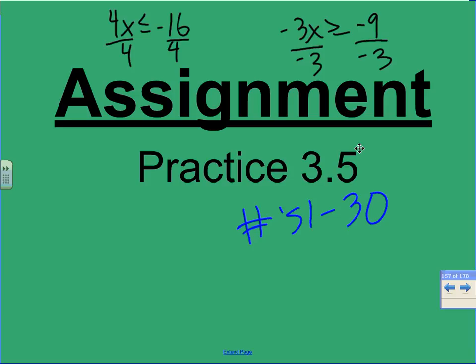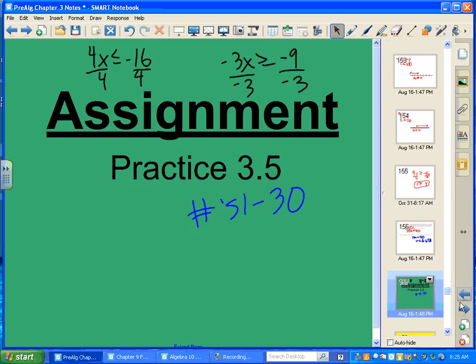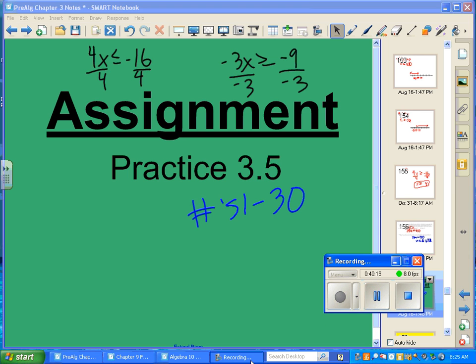3.5, 1 through 30. Tomorrow we're going to do 3.6. Friday we're going to start practicing harder inequalities. And then after the 4-day weekend, we're going to review for the Chapter 3 test, probably for 2 days. So Thursday or Friday next week will be your Chapter 3 test. Sean? If you guys are doing well enough, yes. Annalise?